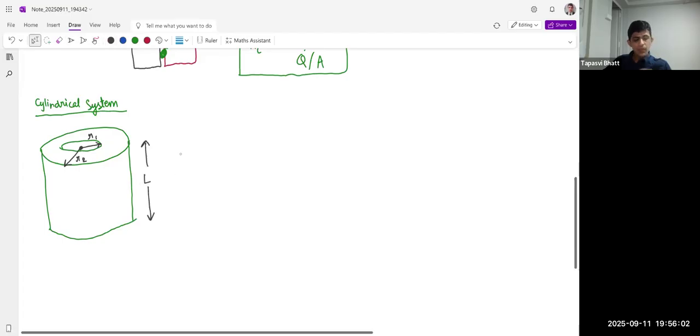What is the thermal conductive resistance of the cylinder? It is defined as R cylinder equals ln of R2 over R1 over 2 pi L K. Again, there is a derivation of this one as well, but we are not going through it right now.